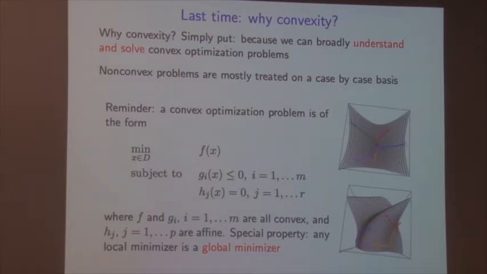Is the index of j 1 to r or 1 to p? Because in the equation it's 1 to r. Thanks. Yes, it's just a typo. R and P are supposed to be referencing the same thing. That's the number of equality constraints.